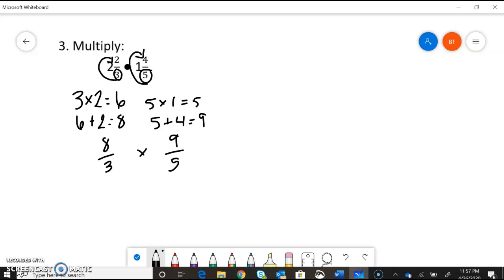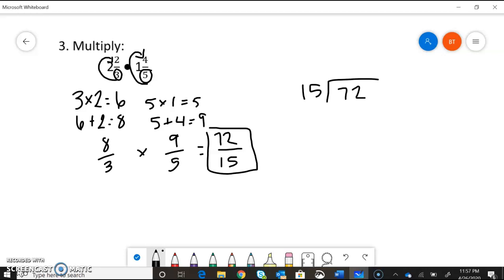So 8 times 9 is going to get us 72. And then 3 times 5 will lead us to 15. Now our next step is going to be to simplify these. So we need to figure out how many times 15 can go into 72.